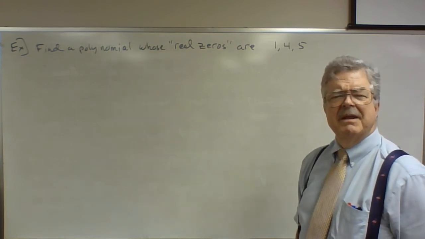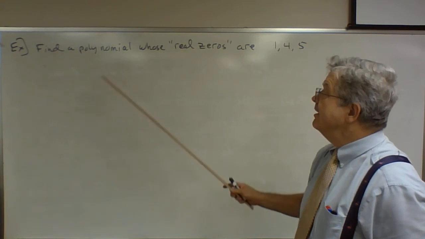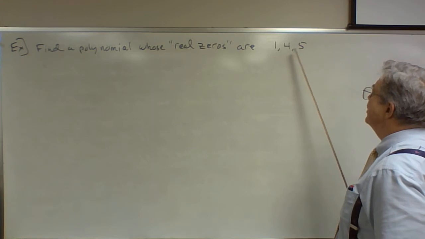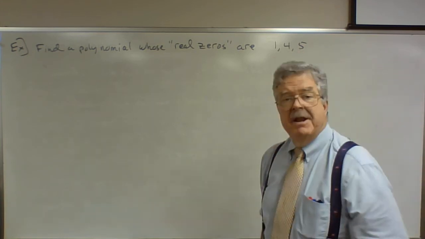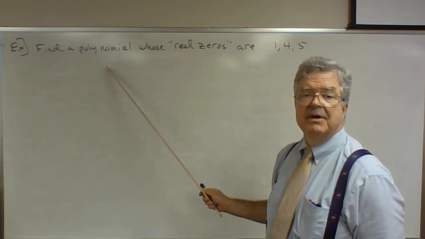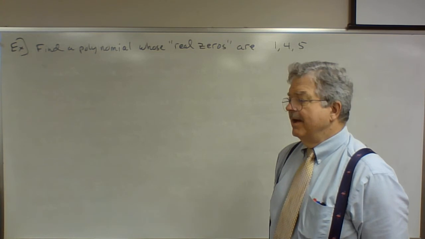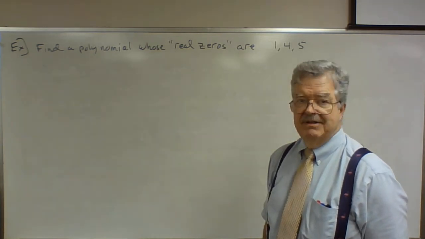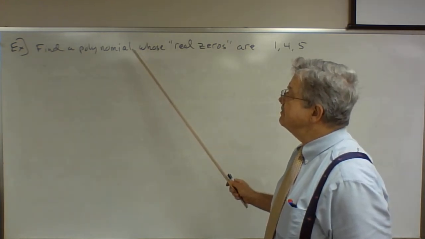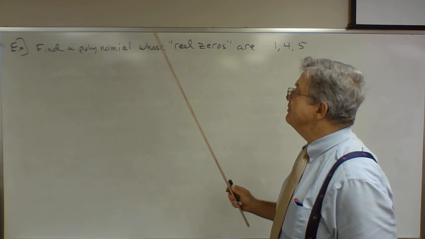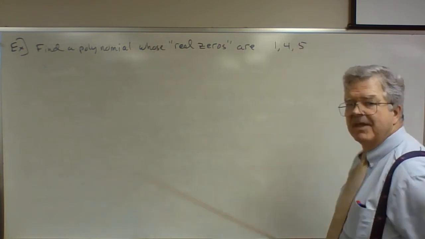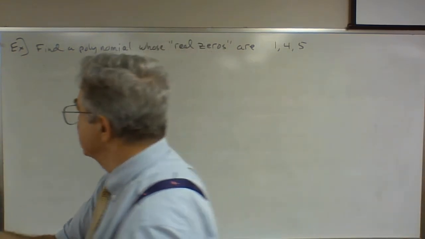This looks complicated, but it's not. Find a polynomial whose real zeros are 1, 4, and 5. Now, I'll start off by saying that there's more than one correct answer for this. As a matter of fact, there are infinitely many correct answers. Let's get the simplest polynomial that we can that has real zeros of 1, 4, and 5. And here's how we do it.